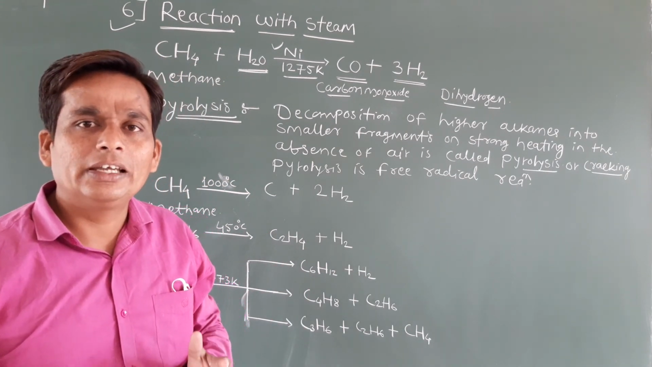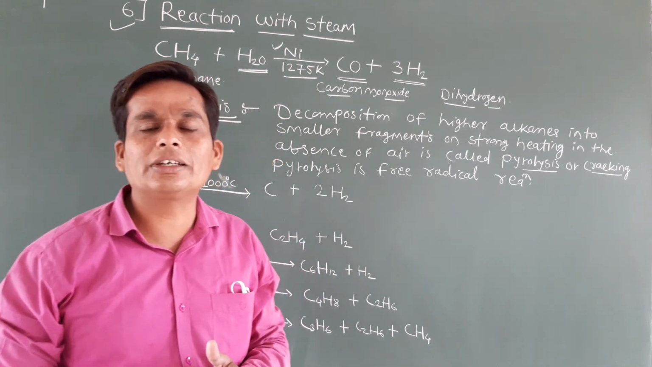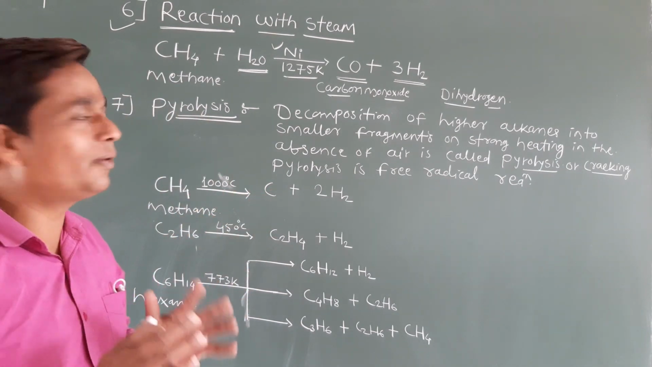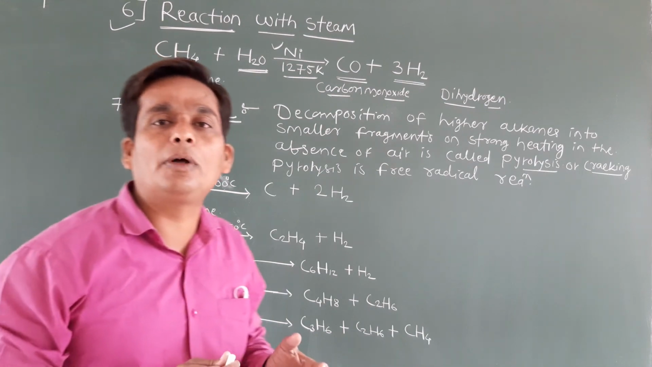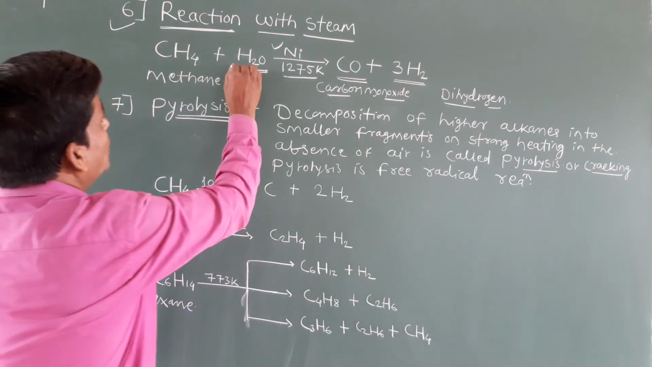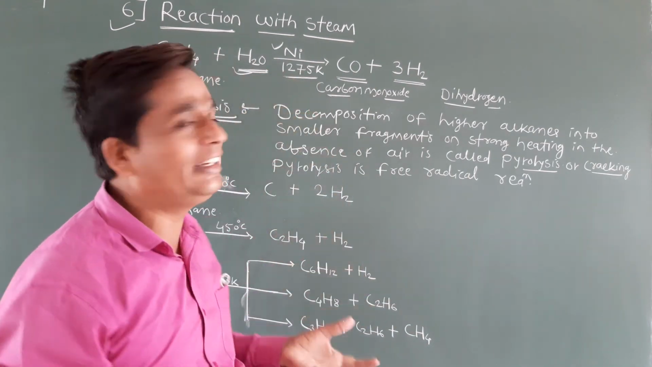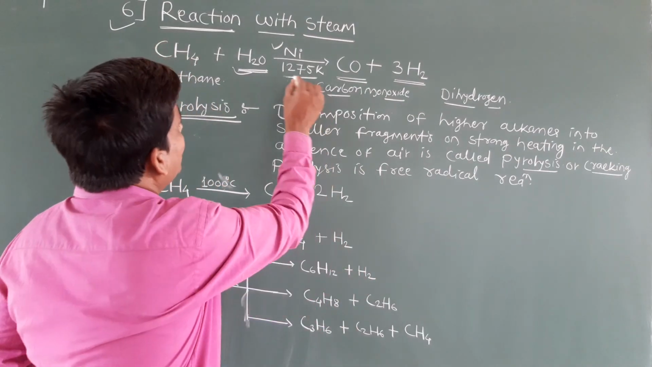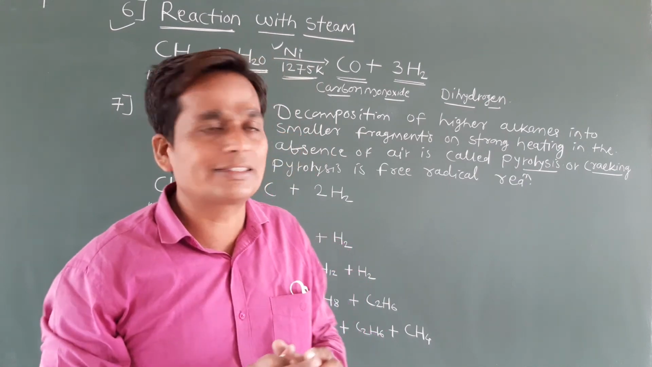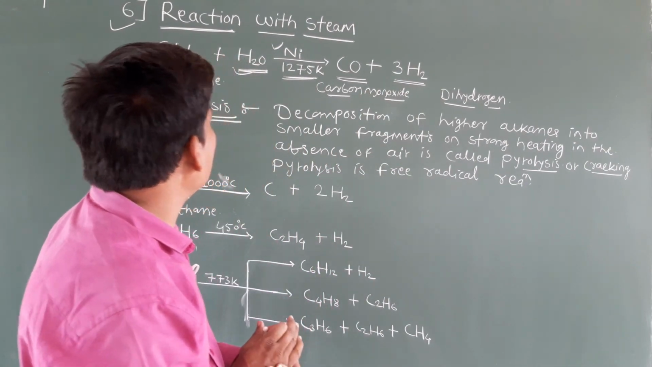Now clear, students? In most pharma as well as chemical industries, they need to prepare hydrogen gas, so they can use this method to prepare dihydrogen. Very simple method, students. First they take methane gas and react it with steam, which is nothing but water. They combine them, add the nickel catalyst, and heat up to 1275 Kelvin. After heating, carbon monoxide gas is released and hydrogen gas forms, that is dihydrogen. So this is the reaction with steam.